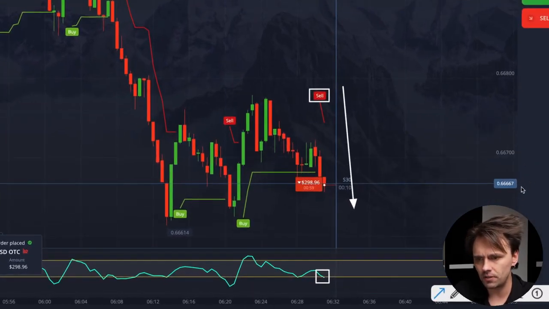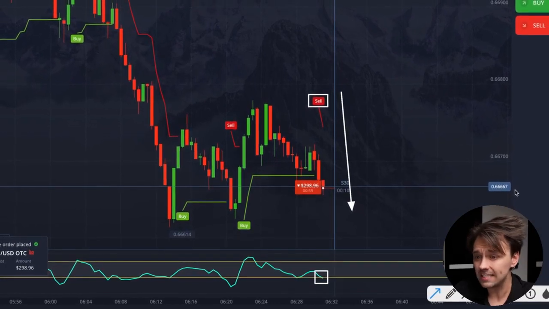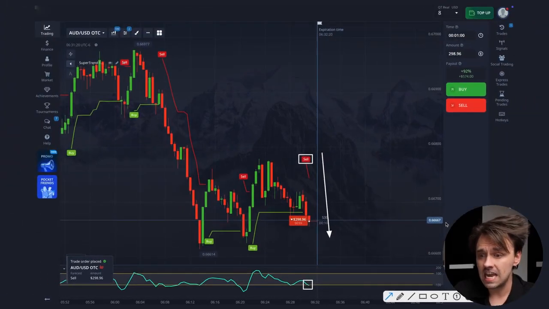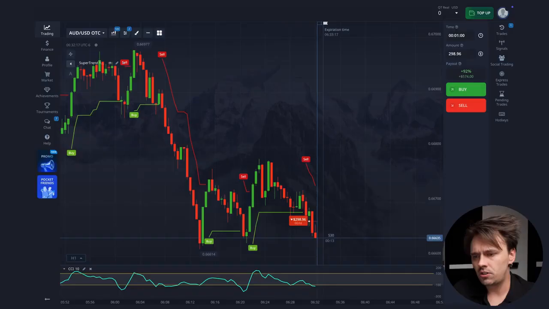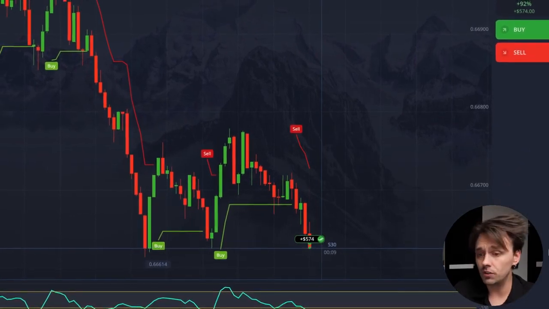Now from the candles, you can see that at the moment of my entry, the seller takes control and continues the pressure. Therefore, a sell trade here looks justified and quite understandable. So we're waiting for the trade to close, and it brings me $574, which is rather satisfying.